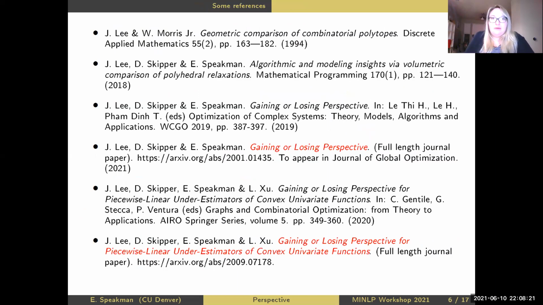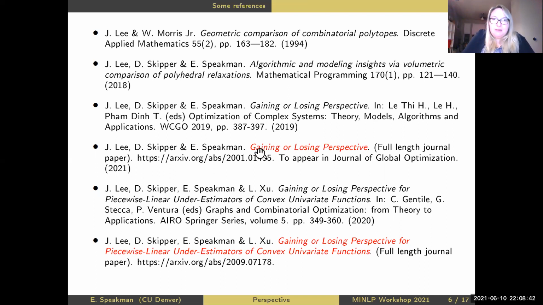So where are we going with this? Well, if you're interested in a little more background, these first couple of papers talk more about where these ideas of comparing polyhedral relaxations for optimization come from. Of course, you may have noticed what we're looking at here is not in fact polyhedral.